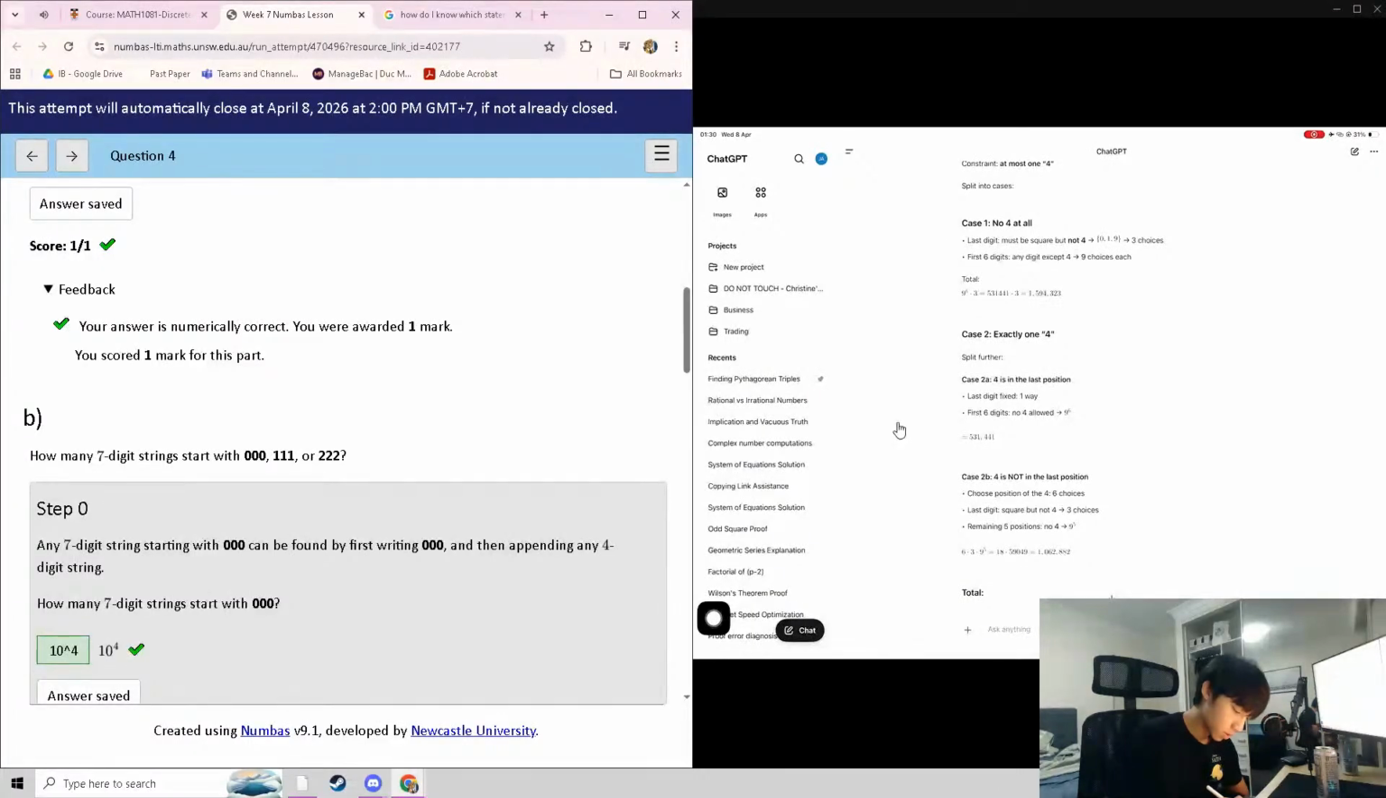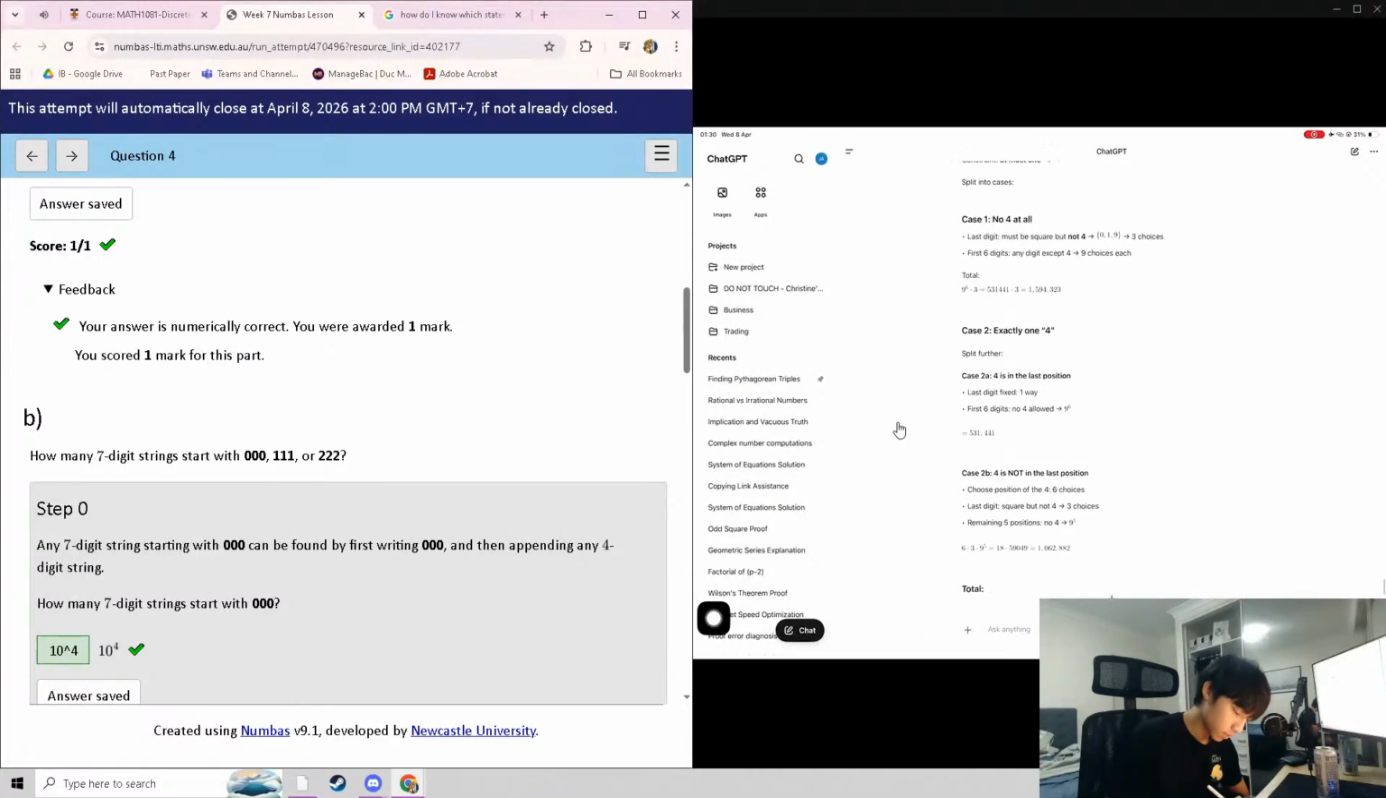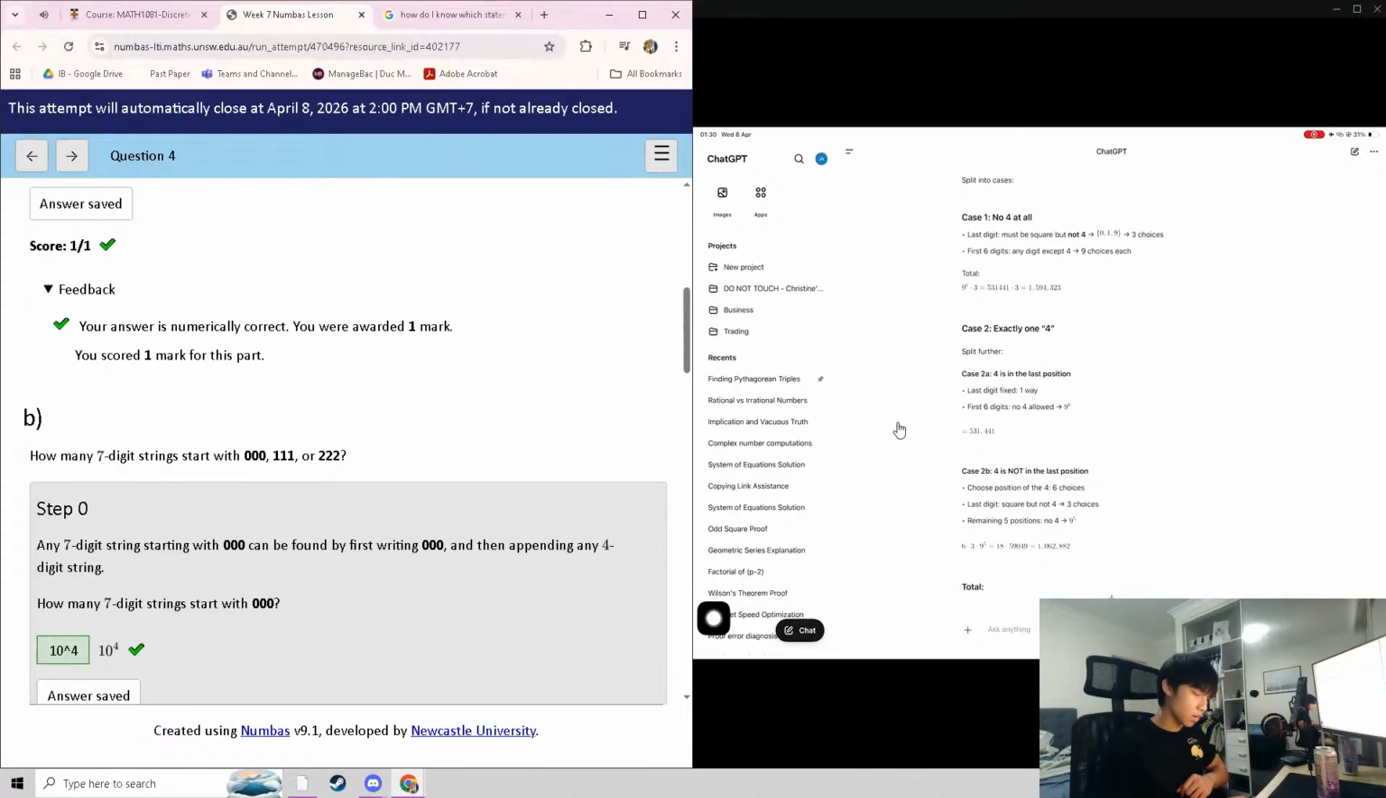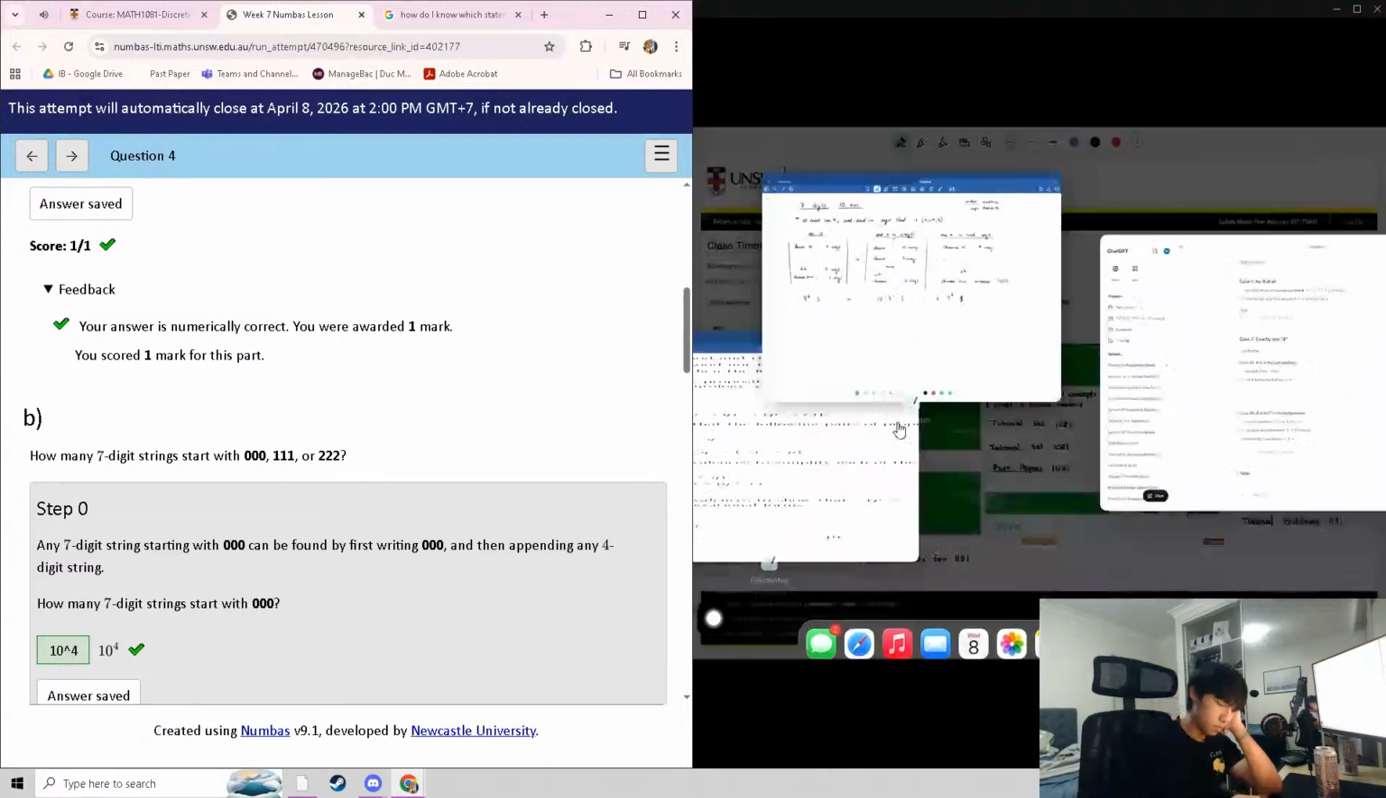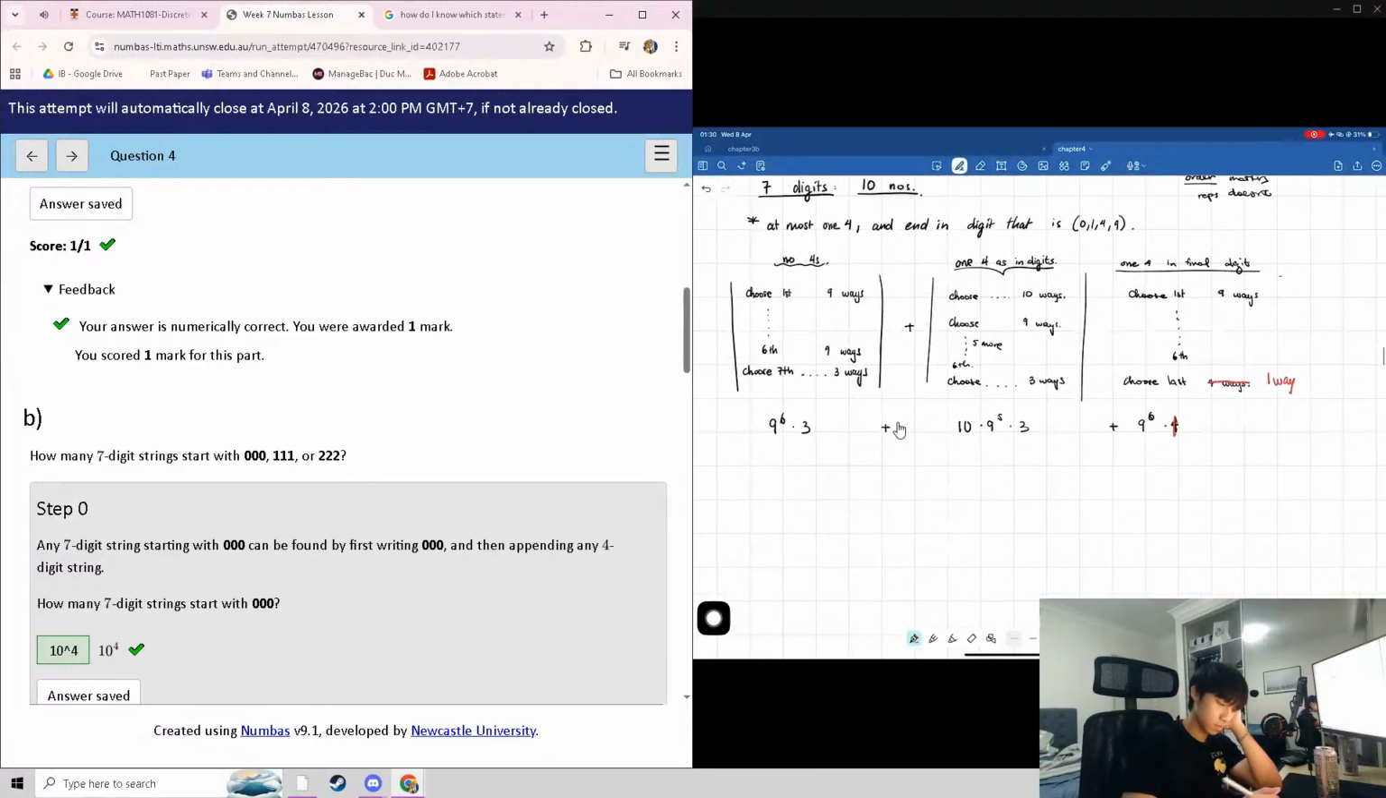Six choices, three choices. Choose the position of the 4. That might be the hard part. Choose the position of the 4.